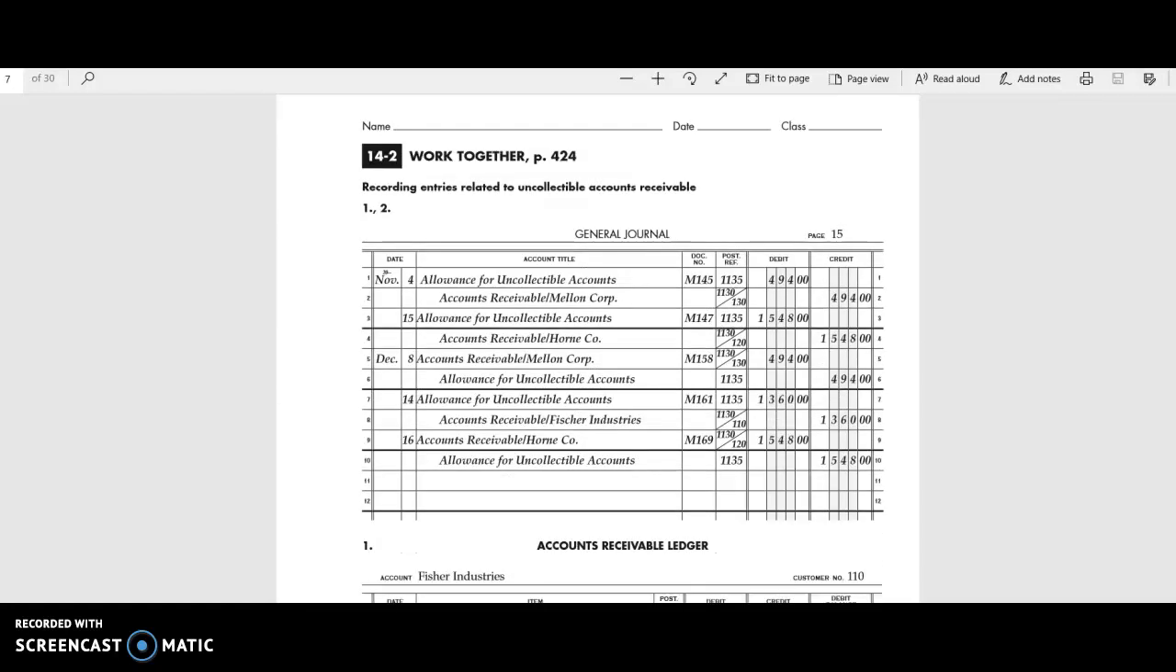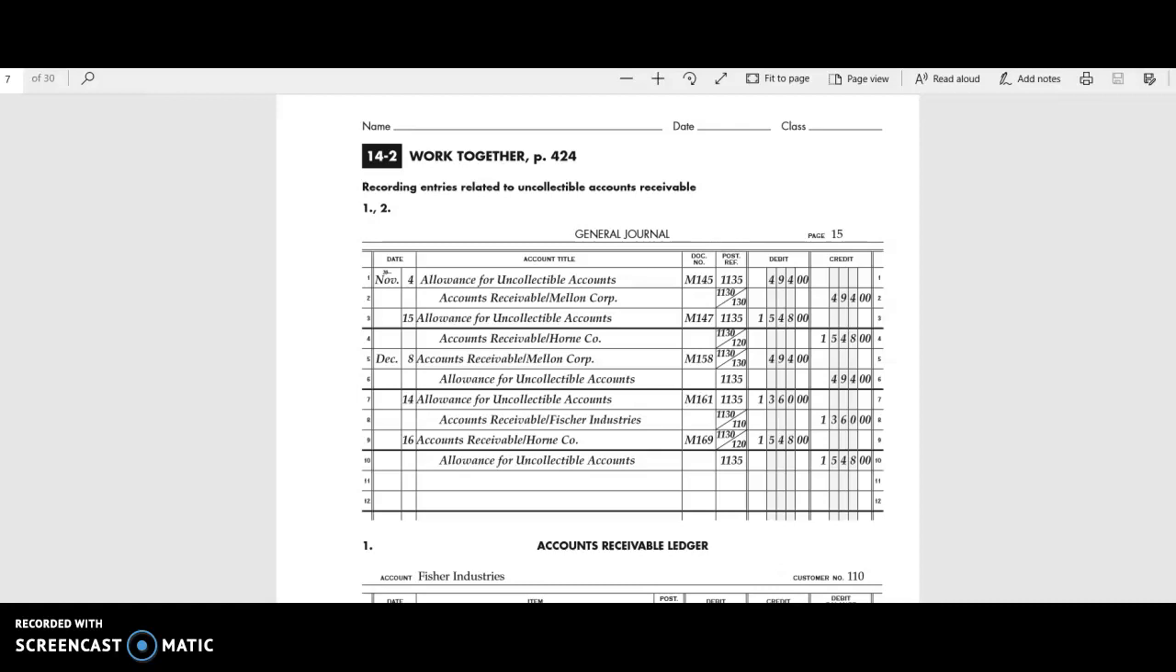Now, thankfully, sometimes companies do pay us back, and that's what we're going to look at starting with the month of December transactions. So if you read in your book with me, Working Together, December 8, received cash in full payment of Mellon Corp's account previously written off as uncollectible, $494. We have both a memo and a receipt source document. So that means we're going to post both the general ledger and account receivable customer account and the cash receipts journal.